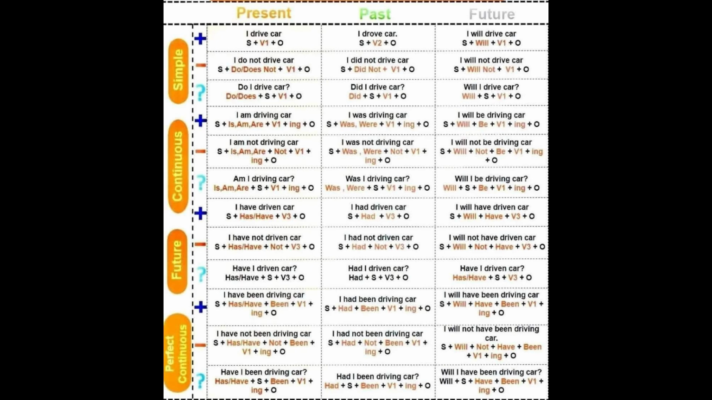For negatives, I will not have been driving a car. And for questions, will I have been driving a car? Conclusion. And that's it. We've covered all the tenses in English grammar in a clear and easy way. Make sure to practice these structures and examples to improve your fluency.